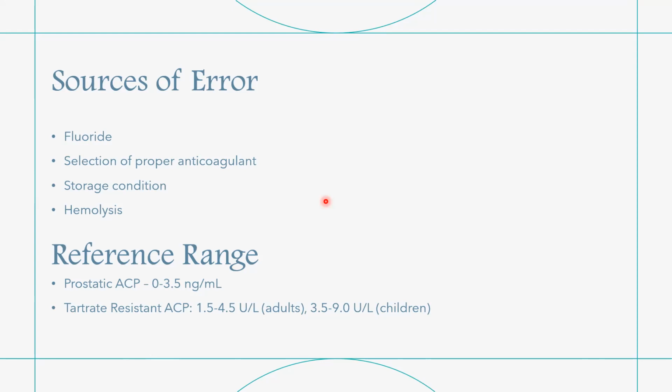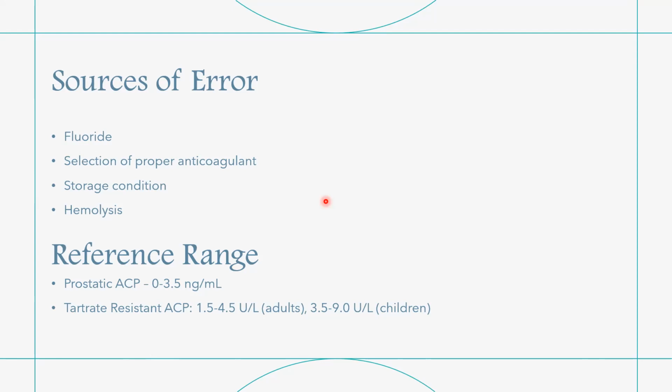Now, if there is one major factor that causes significant error in the level of our acid phosphatase, there is no other than hemolysis. The major factor producing false elevation of our acid phosphatase is hemolysis. Why? It is because our erythrocytes contain a significant amount of our acid phosphatase.